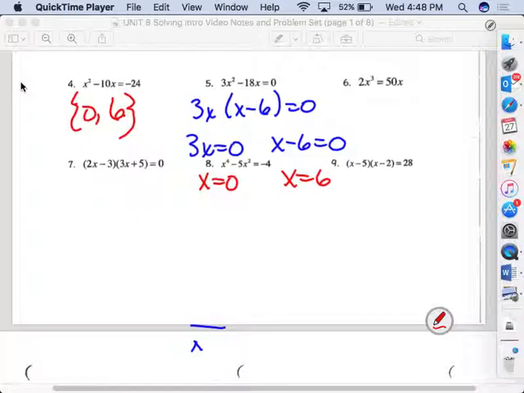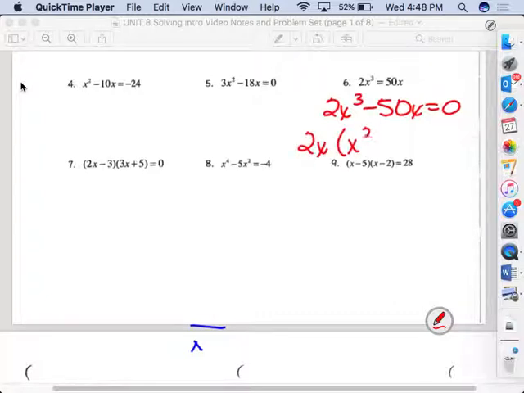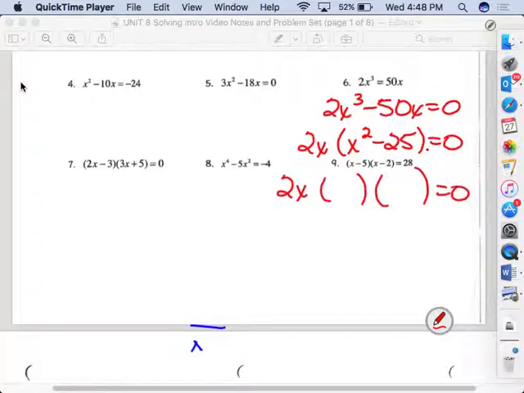A problem like number 6, it's tempting to want to divide both sides by 2x, but the rules say set the equation equal to 0 first. So that means that I've got 2x cubed. I'm going to subtract 50x from both sides, setting this equal to 0. Then in my mental factoring checklist, I'm going to look for a greatest common factor, and that's going to be 2x. That's going to leave me with x squared minus 25. So the binomial that remains is actually the difference of squares pattern. So that means that my factors are going to be x plus 5 and x minus 5.